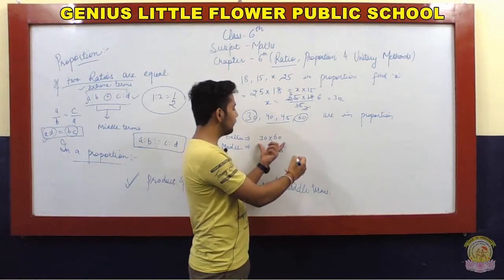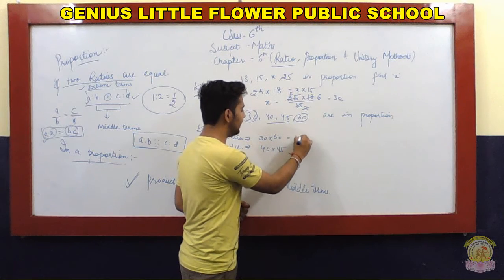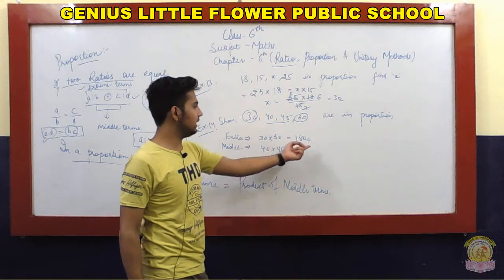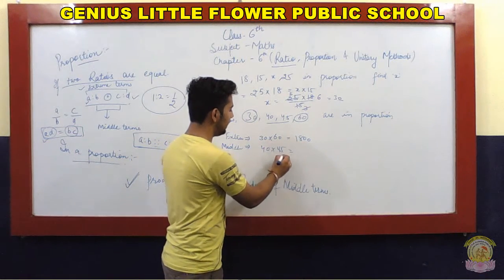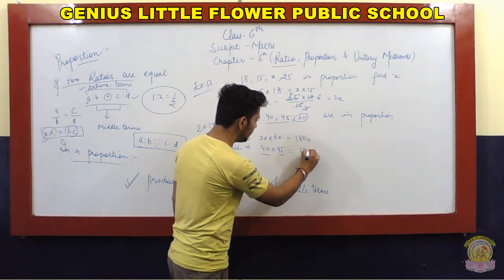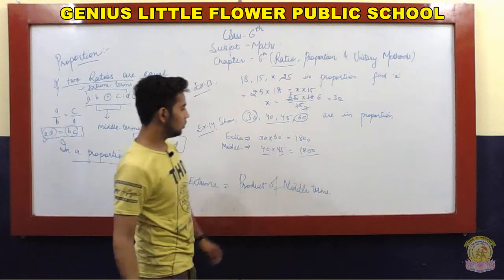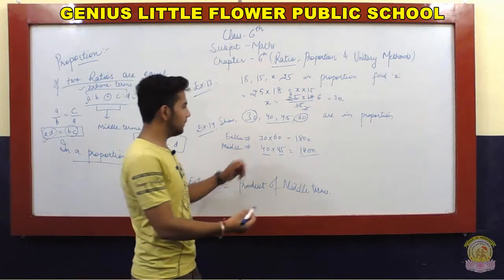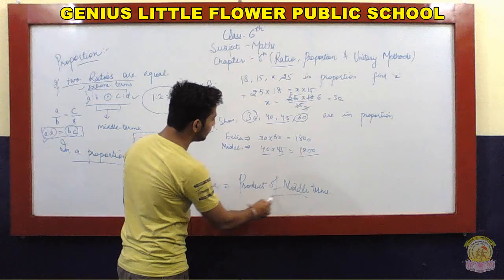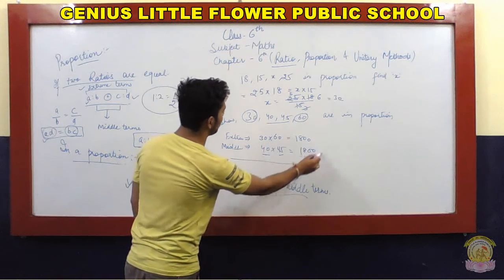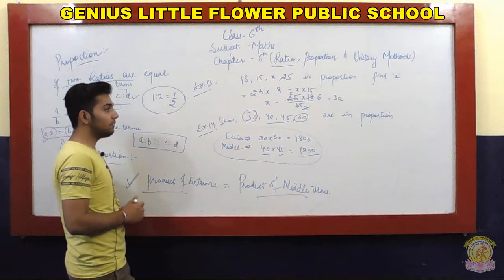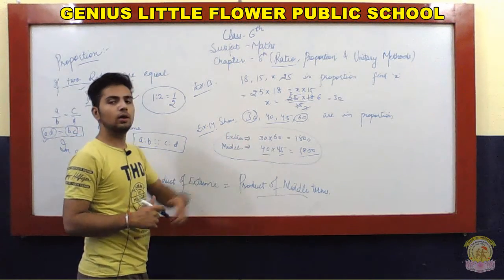So what you will have, this multiplication is 1800, right? 6 threes are 18 and 2 zeros, 1800. And here you will have 18, similarly 1800. So you have these results the same, because if the product of extremes is equal to the product of middle terms, then the proportion is correct. So here this proportion is correct and we have shown that these four numbers are in proportion.